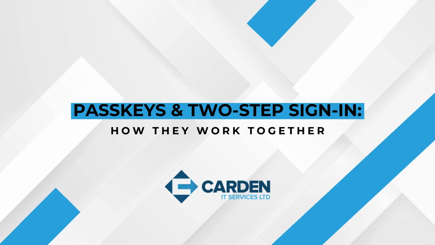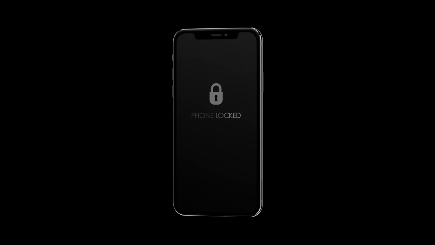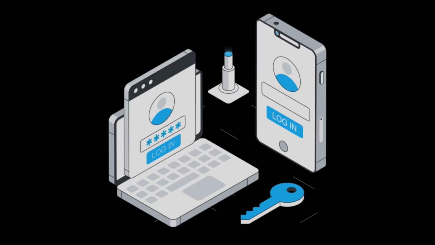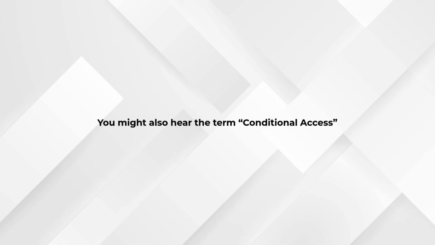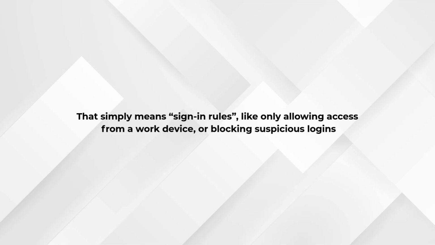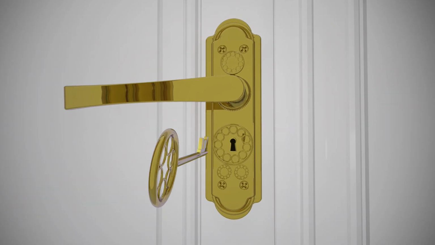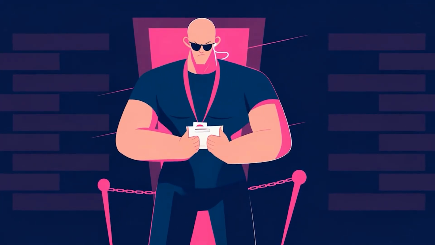Passkeys and two-step sign-in, how they work together. A common question is, do passkeys replace everything? They replace the password part of signing in, but they do not replace sensible security rules. If you already use two-step sign-in, that is still valuable because it adds extra checks for risky situations. You might also hear the term conditional access. That simply means sign-in rules, like only allowing access from a work device or blocking suspicious logins. Here's an easy way to visualize it. Passkeys are how you unlock the door. Sign-in rules are the security guard deciding whether you should be allowed in.